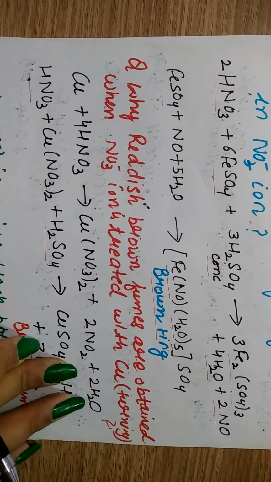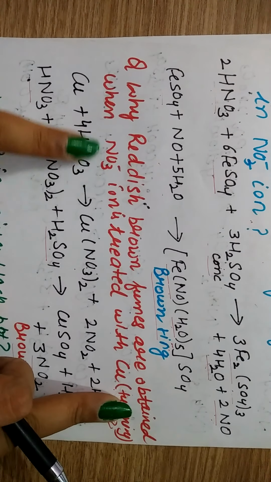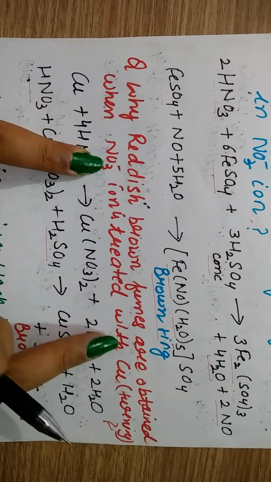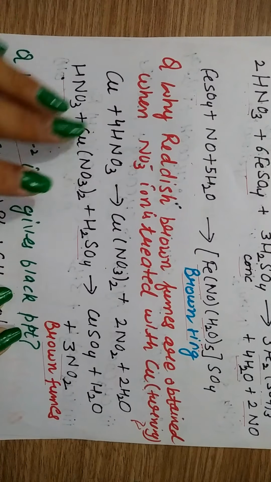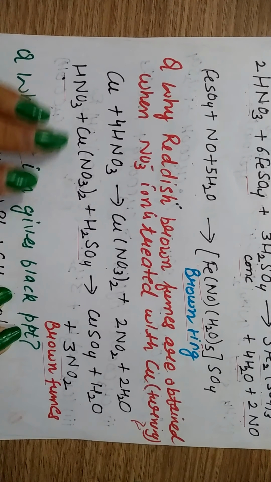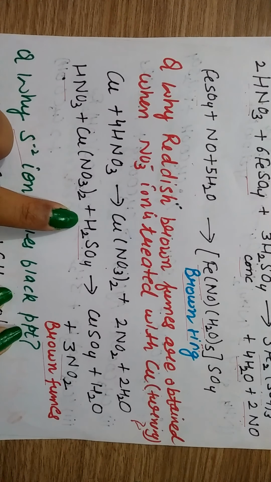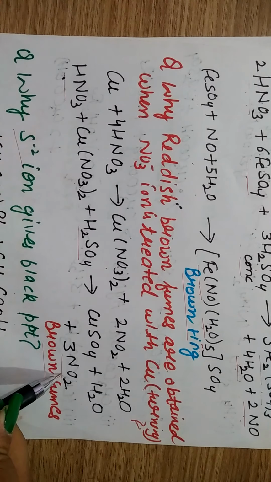Another question is why reddish brown fumes are obtained when this nitrate ion is treated with copper turnings. Firstly, copper reacts with nitric acid to form copper nitrate, which further reacts with nitric acid and sulfuric acid to give us brown fumes of nitrogen dioxide.